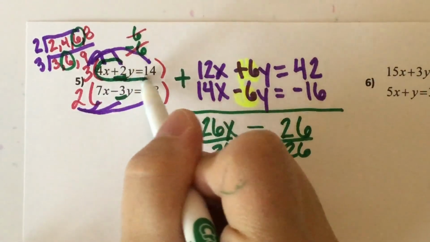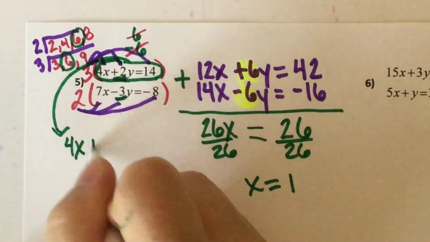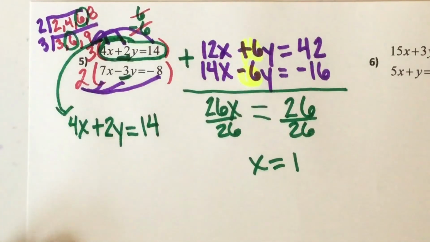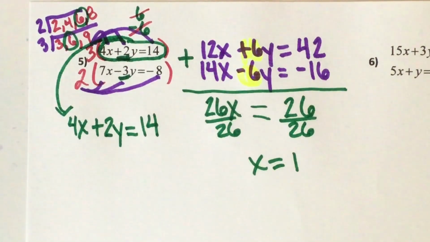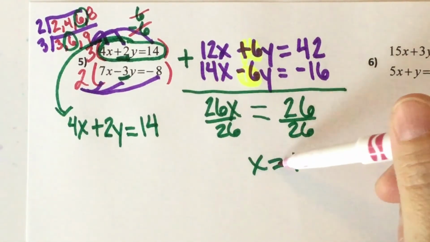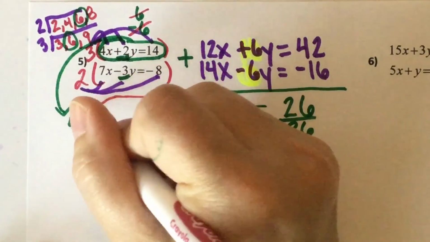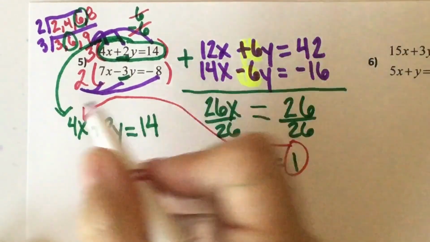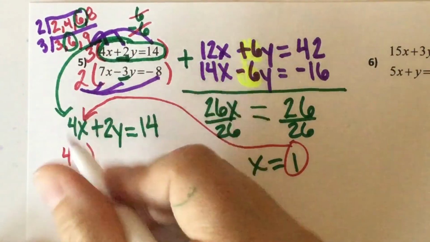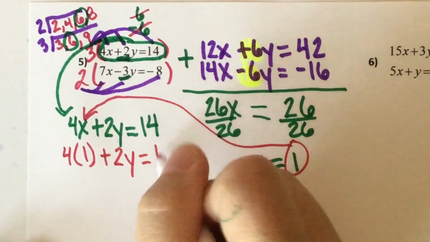All right, so this first equation, I'm just going to bring it down. 4x plus 2y equals 14. Okay, now it's time to substitute in. I solved for x, so since x equals 1, I'm going to take this 1 and plug it in for the x. So 4, slap your parentheses down, get your 1 in there, recopy plus 2y, recopy equals 14.